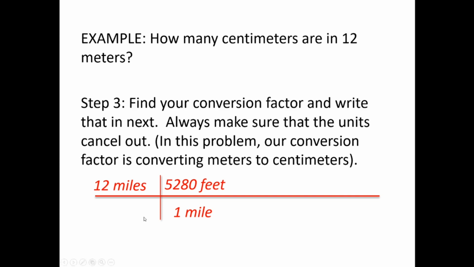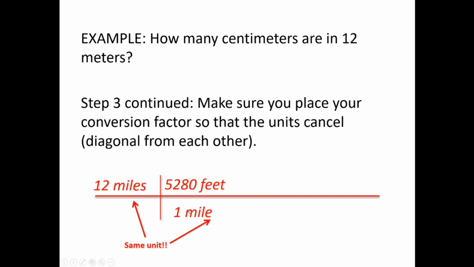So I know that in 12 miles, if I want to convert that into inches, first, I need to convert miles into feet because I don't know how many inches there are in a mile, but I do know how many feet there are in 1 mile. I know that in 1 mile there are 5,280 feet. Okay? So in 1 mile, 5,280 feet, these two things are equal, so they'll effectively cancel each other out. And I put miles here on the bottom, in the denominator, because I already have miles up here in the numerator. So I want to cancel those out. All right? Make sure that's the same unit. Make sure you place your conversion factor so that the units cancel out, diagonal from each other.